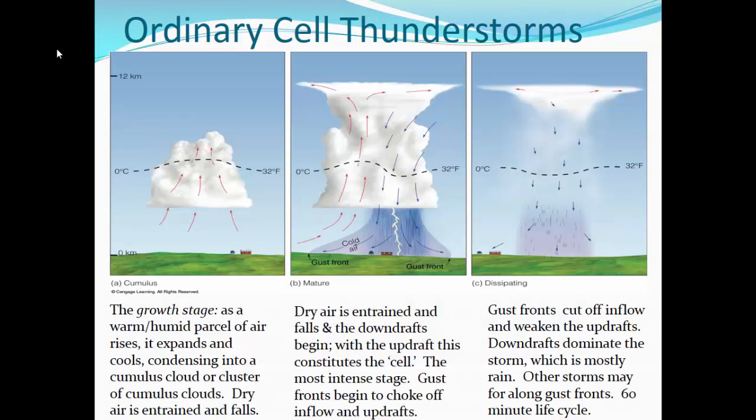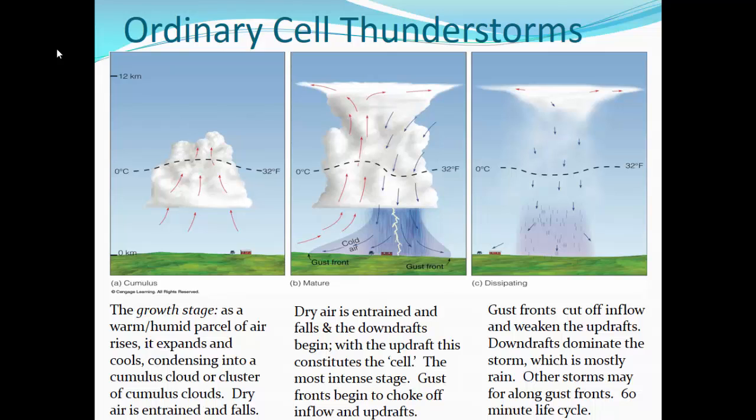The life cycle of an ordinary cell thunderstorm or an air mass thunderstorm: any of those multiple triggering mechanisms occurs. We get some unequal heating, we get some uplift over some terrain or a little micro gust or swirl or eddy. At any rate, we get some uplift going. Warm, moist air is forced to rise. It cools until it reaches its dew point, at which it's at 100% relative humidity and saturation.